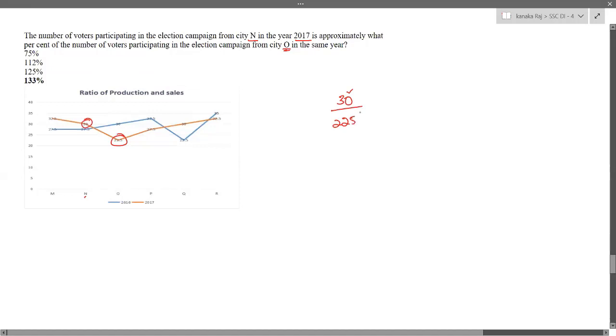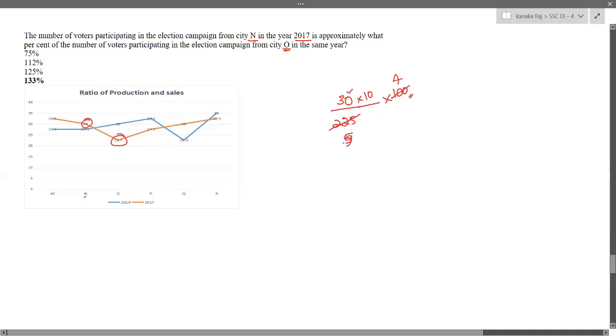Or I can also write it as 300 over 225, into 100. I can multiply the numerator and denominator by 10 because I'm eliminating the decimal point here, into 100 because we need to find the percentage. So what do I get? 225. So 25 into 5 times is 225. 25 into 4 times is 100.